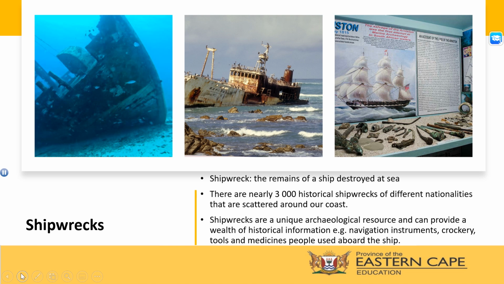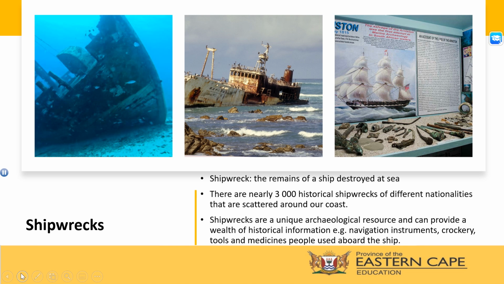Shipwrecks around the South African coast are also regarded as part of the national estate. The shipwreck is the remains of a ship that is destroyed at sea. Now, a shipwreck could be underwater, as you see on the left-hand side of your screen. That particular shipwreck is still underwater, or it could also be on the beach or lying on the coastline, as that shipwreck in the middle is doing.